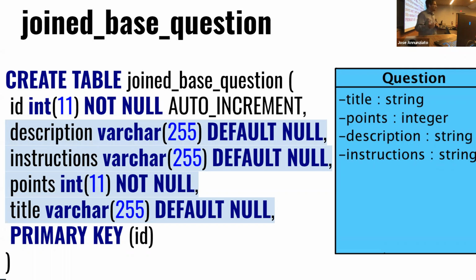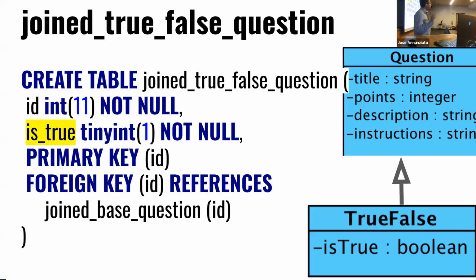But what do we do with the other two? The other two are inheritance, right? They're inheriting from this table. So in this table, just like the class says, there's only one attribute there. It's Boolean, the way it's defined, is true, and instead of Boolean, we use tiny int. Tiny int is the appropriate way of modeling Boolean expressions.